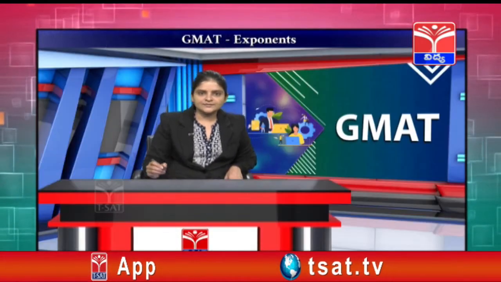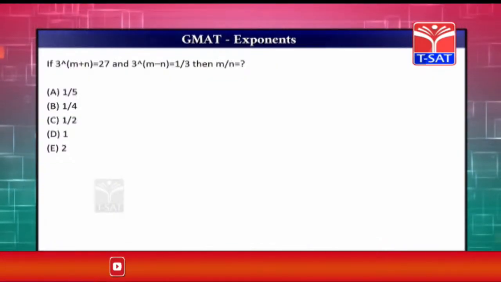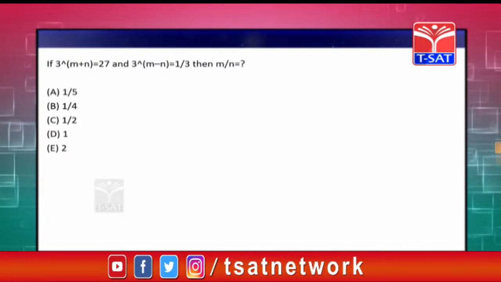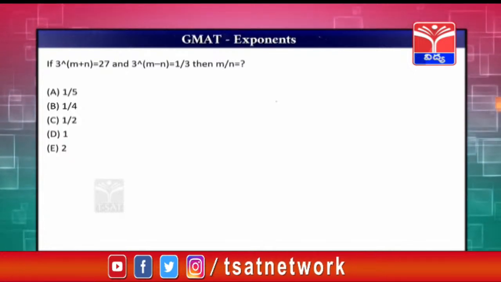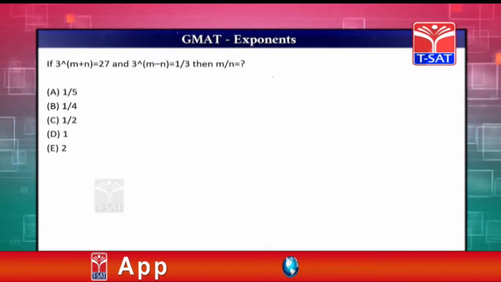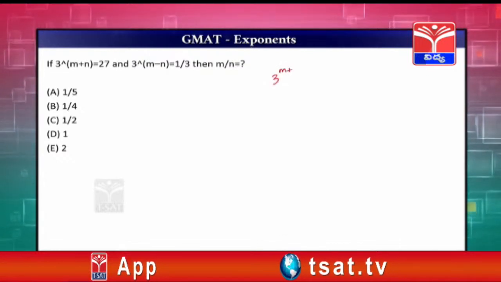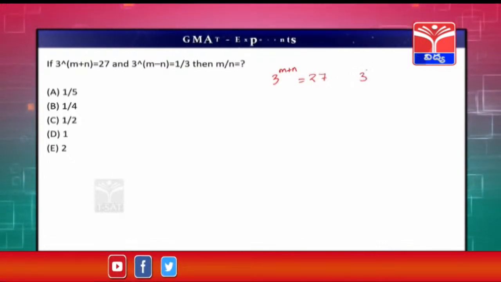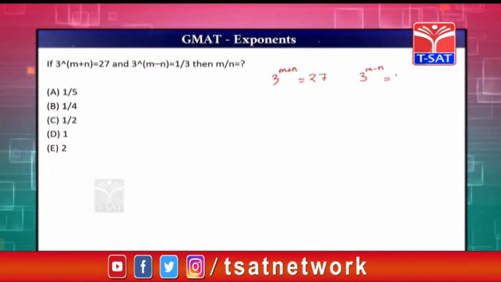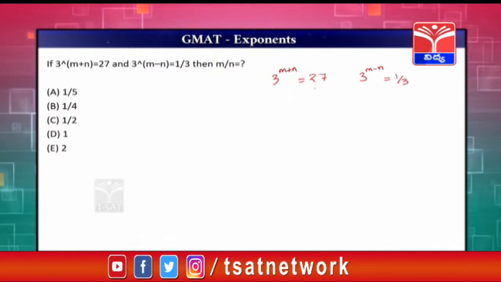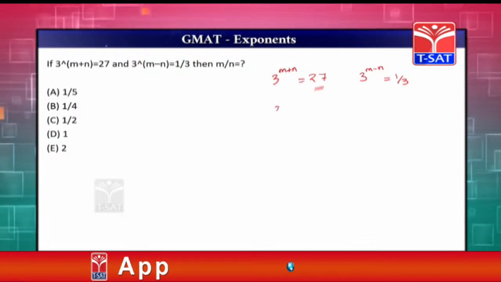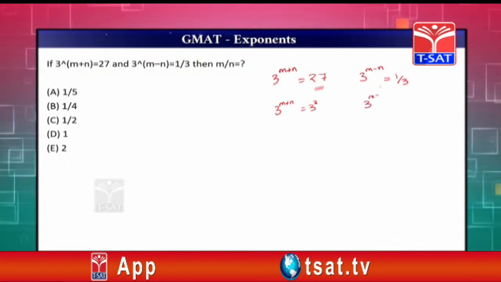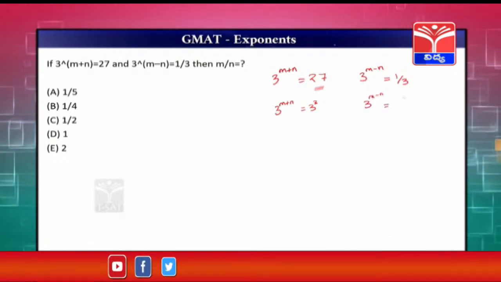Let's look at the next question. If 3 to the power of m plus n is equal to 27 and 3 to the power of m minus n is equal to 1 by 3, then m by n is equal to what? 3 to the power of m plus n is equal to 27 and 3 to the power of m minus n is equal to 1 by 3. So, 27 is nothing but 3 to the power of 3. 27 is 3 cube.